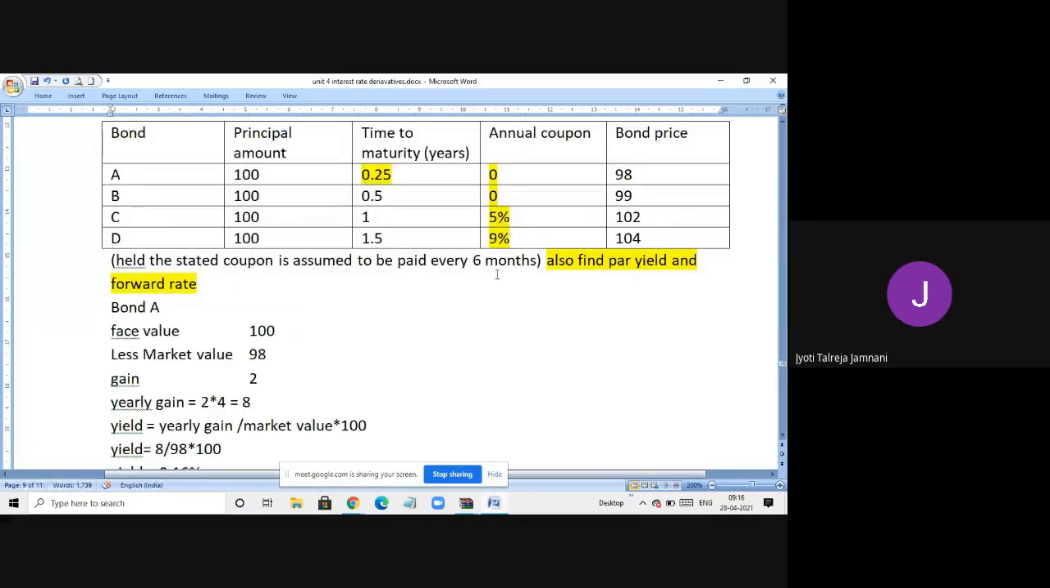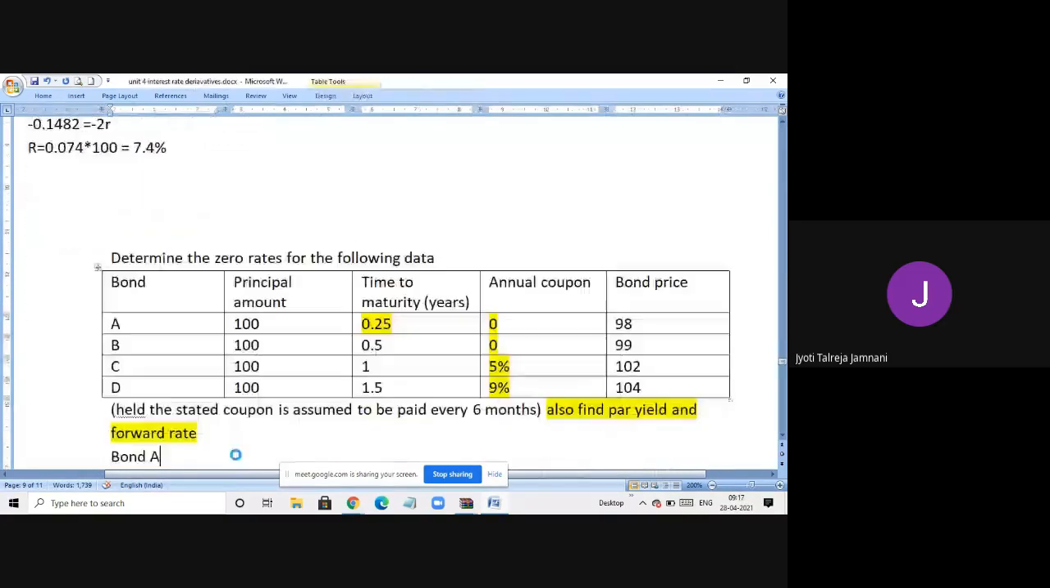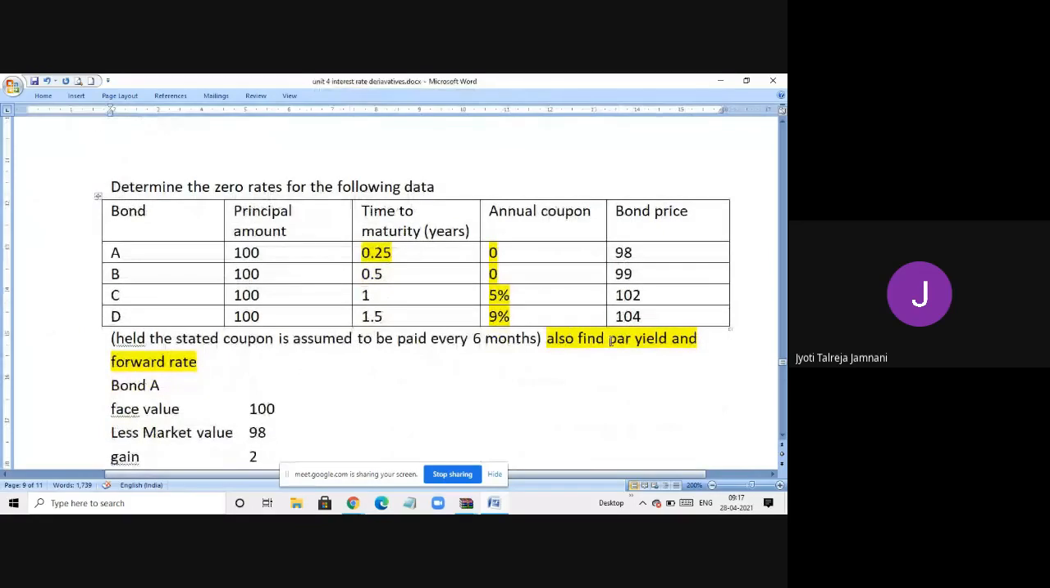So in the question you can see above, first they had said determine the zero rate. Done the zero rate determination. Then also find par yield and forward rate. We finished forward rate also. Now we'll go to par yield. Now the question is what is par yield and what are we going to calculate in that.